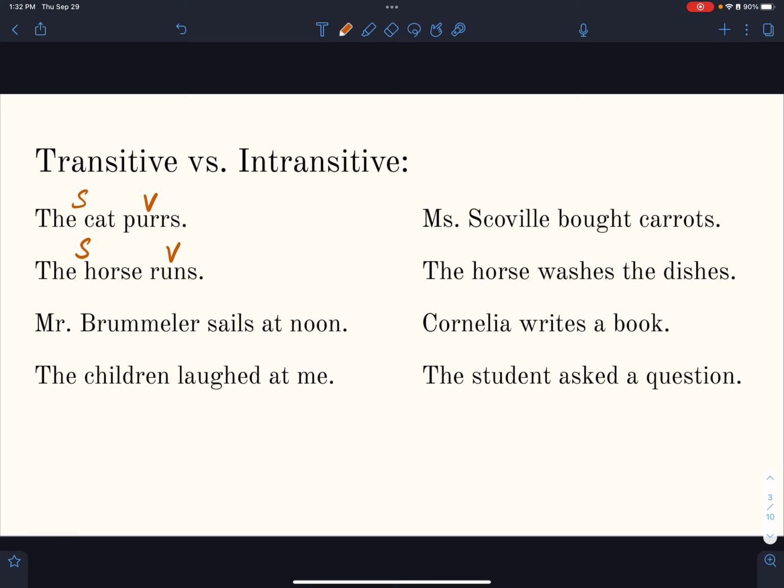I thought that the "at noon" might throw you guys off a little bit. Why is this not a direct object? Why is it not a direct object, Zach? It's a prepositional phrase. Yeah. Okay, so we would circle that. Mr. B is our subject, and sails is our verb.